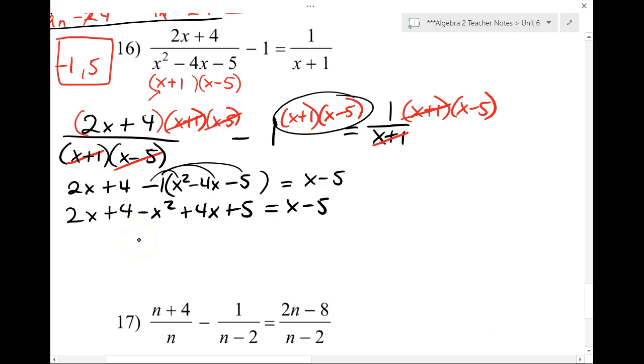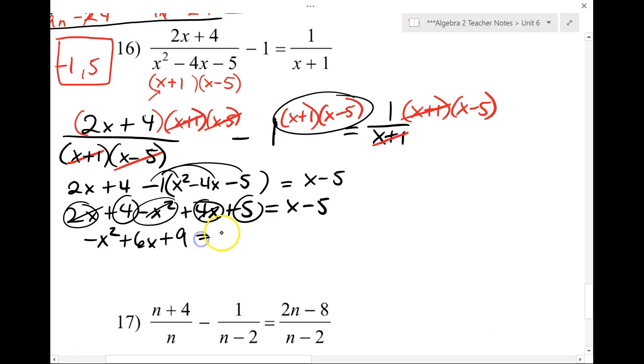Alright, so now let's combine the 2x and the 4x. But first let's put it in standard form. So I'm actually going to write the negative x squared first. And add the 2x and the 4x, which is 6x. So I'm done with those. And then I have a 4 and a 5, so add those. So we'll have 9. And on the other side we still have x minus 5.